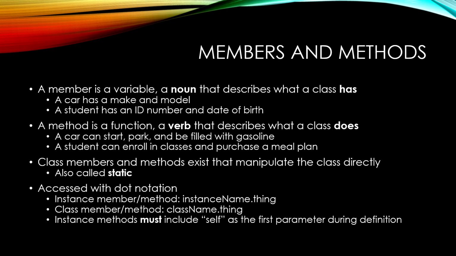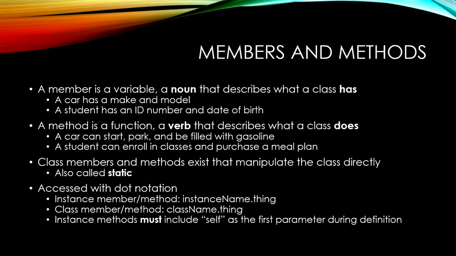Whereas a method is a function. It is a verb that explains something that class can do. For example, a car can start, park, be filled with gasoline. A student can enroll in classes and purchase a meal plan. And other things like that. Signing in, signing out, querying a database. All of these are examples of methods.